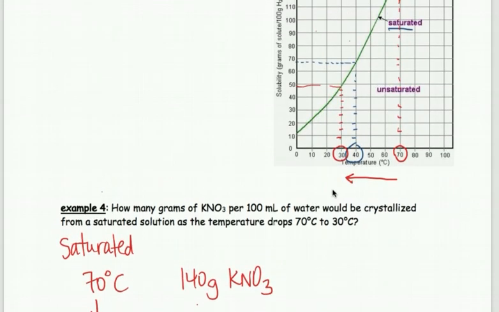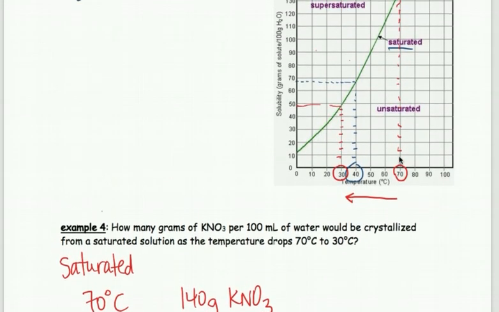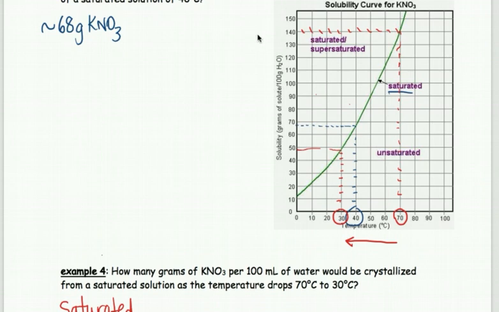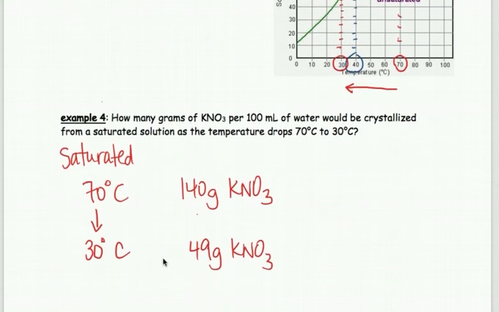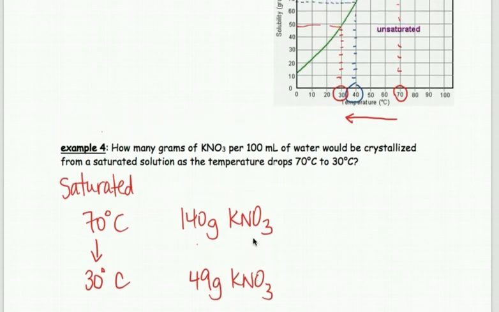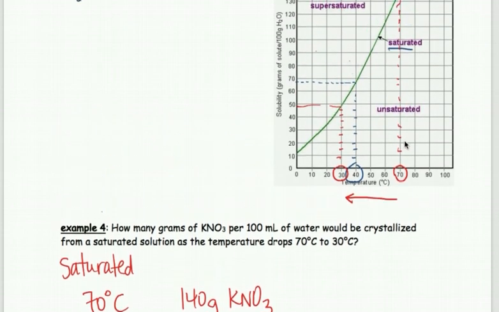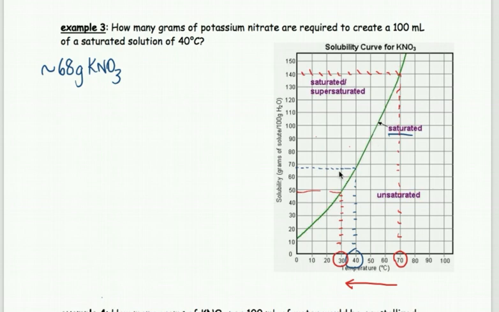So what we have here is we started at 70 degrees, we had a certain solution, and we put in 140 grams of potassium nitrate. Now we let the temperature cool, and so now we're at 30 degrees. What's happening here is that because it's cooled, you still have 140 grams, but you're here. The point is right there. So now we're at 30 degrees, and the point is there.